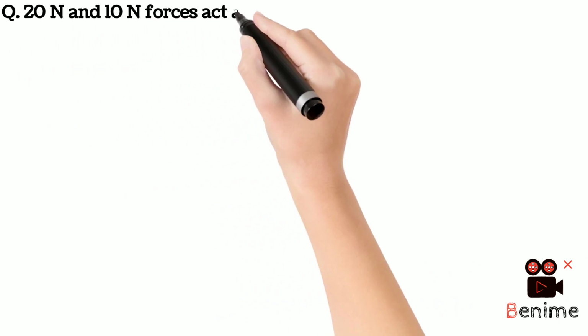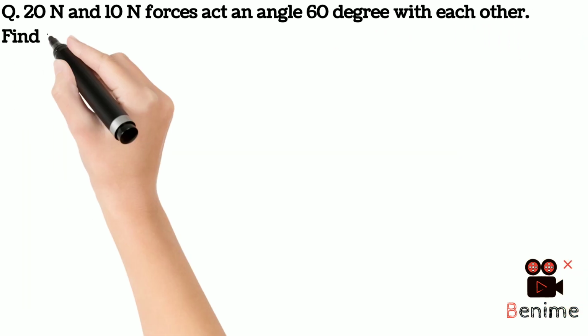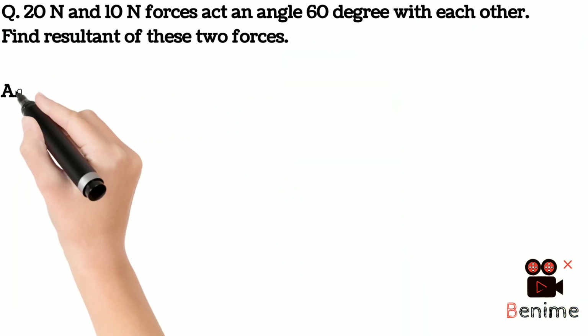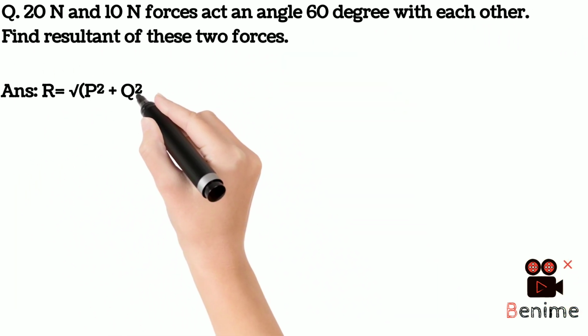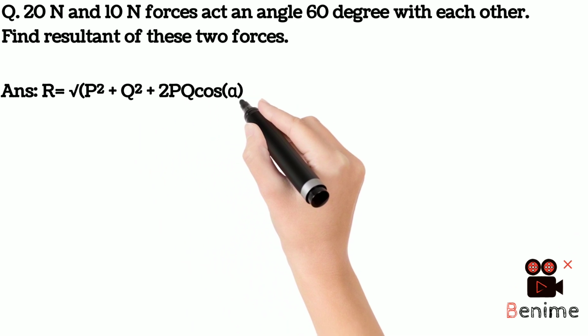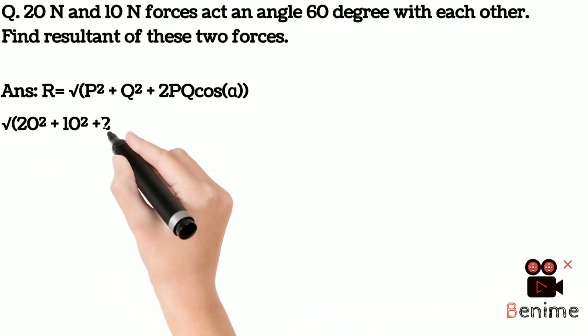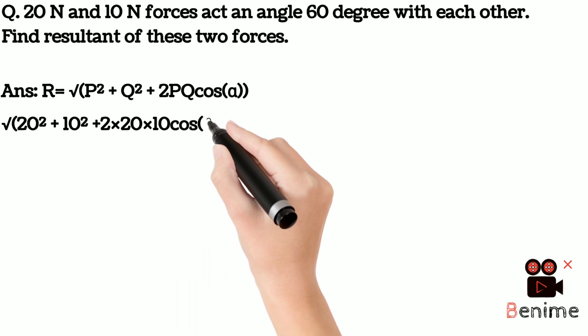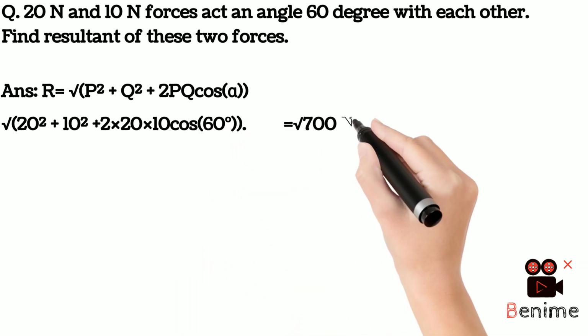Question: 20 N and 10 N forces act at an angle of 60 degrees with each other. Find the resultant of these two forces. Formula: R equals square root of P squared plus Q squared plus 2PQ cos alpha, which is square root of 20 squared plus 10 squared plus 2 into 20 into 10 cos 60 degrees, equals square root of 700.